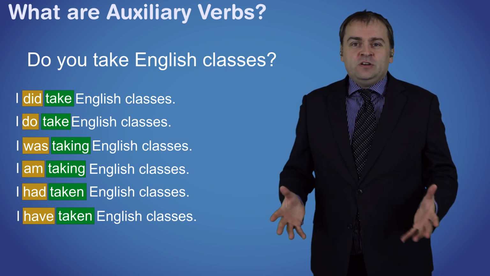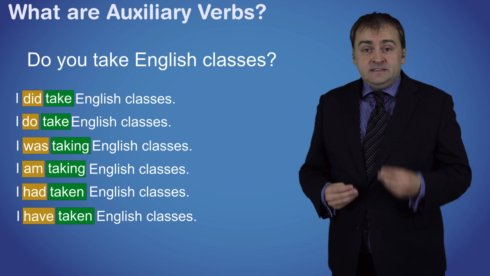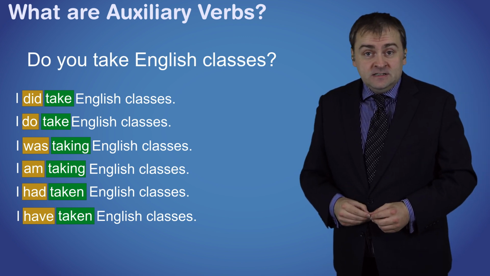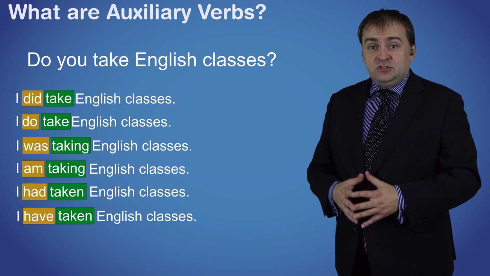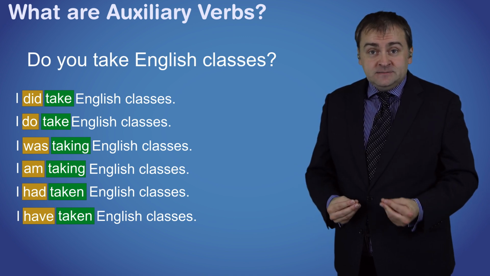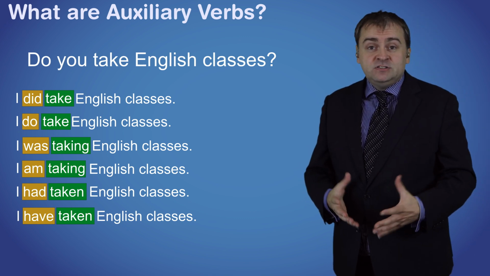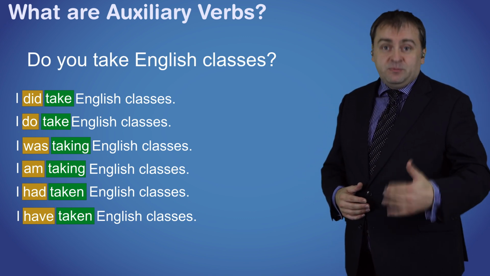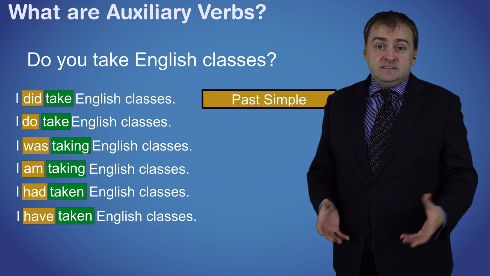So, what is the tense for these sentences? I did take English classes. The auxiliary verb is did, which is the verb do. So it's a simple tense. And then the time of action is past. So because it's the past form did rather than do, the tense is past simple.